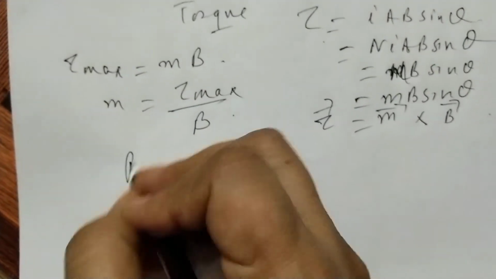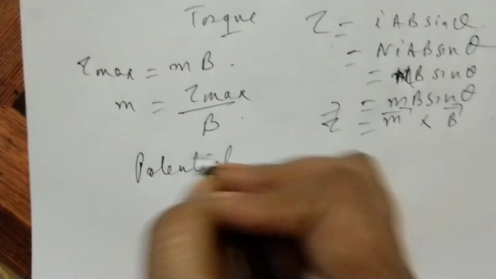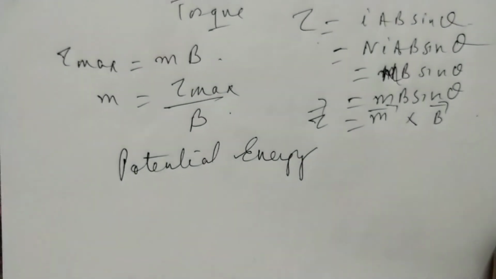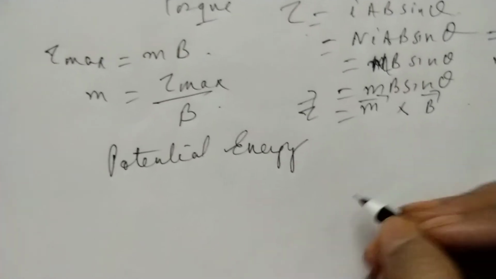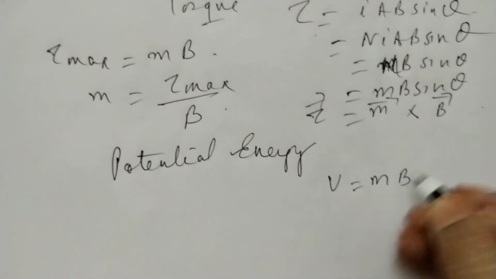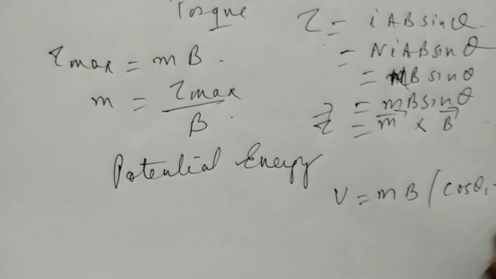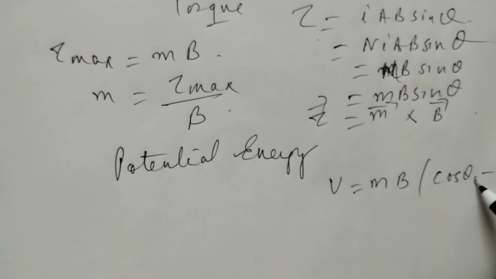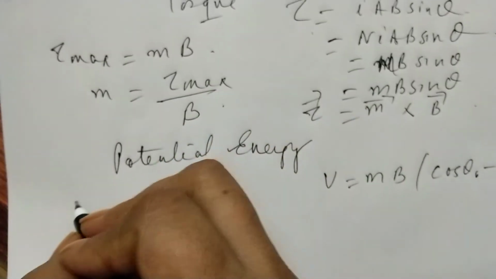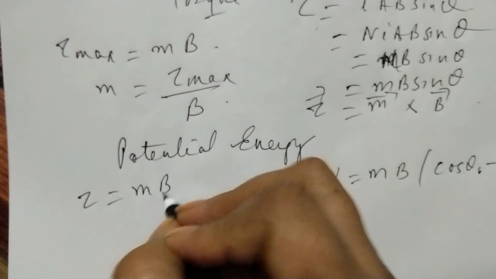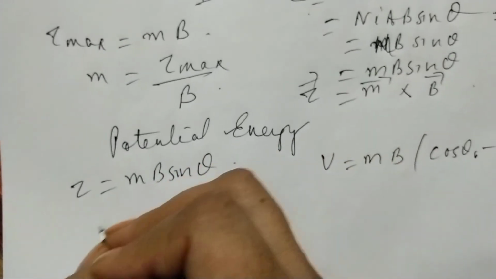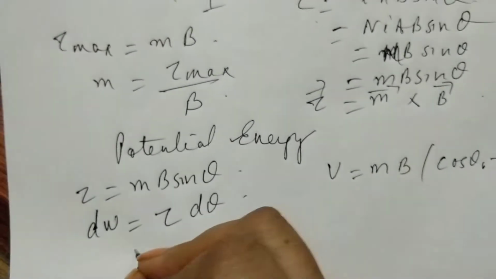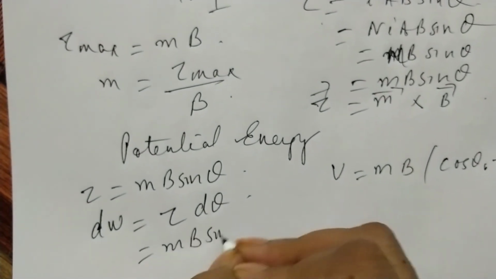Other than this, if we want to find the potential energy due to a dipole, it is given by the formula U equals m B into cos theta 1 minus cos theta 2. Here is how we get this formula. We have tau equal to m B sin theta. Now the work done dW is equal to tau d theta, so this becomes m B sin theta d theta.